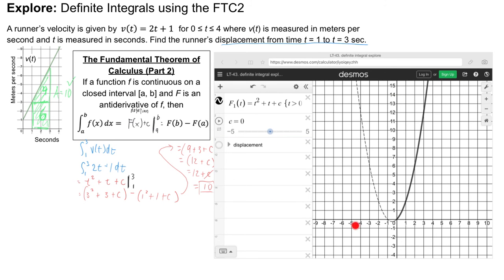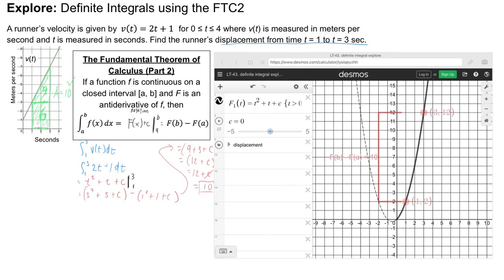Here is a graph, t squared plus t plus c. It's the same antiderivative function here. And take a look at the displacement when I turn it on. As you can see, the displacement from the point 3 to 1, 3 minus 1, you get an answer of 10, which matches our answer for the displacement, which is really cool. Now I was saying this c ends up canceling out and not mattering, even though we don't know what the original function is.